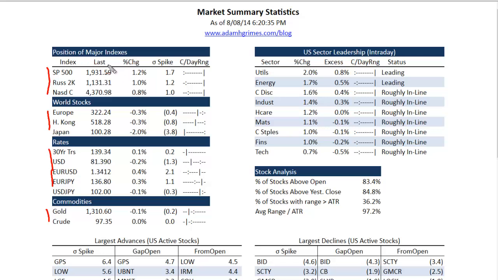Now with all of these, I do give the last price. It's probably the least relevant thing on the screen. And then the percent change. So this is the normal thing that everybody's looking at. When you say Japan is down 2% on the day, fine. But is that a big move or a small move? And the answer to that, and the most important thing that I look at, and the way that I look at the majority of markets, is to use what I call a sigma spike.